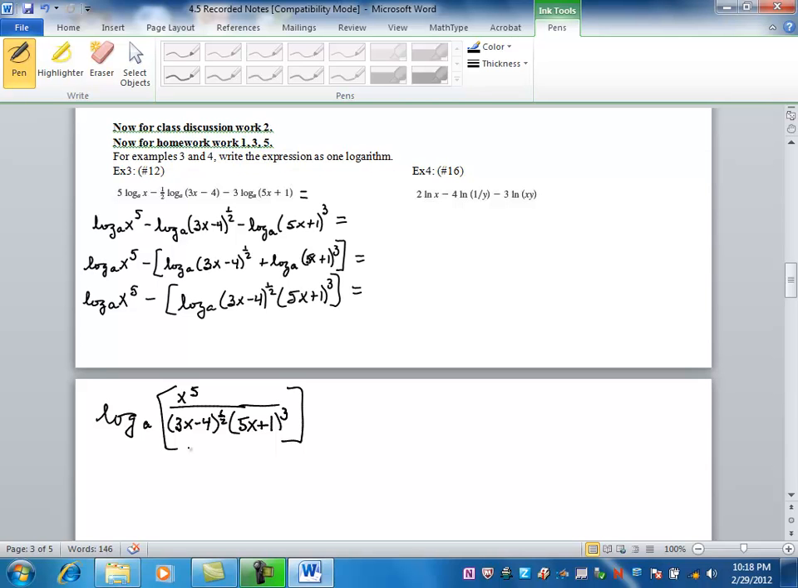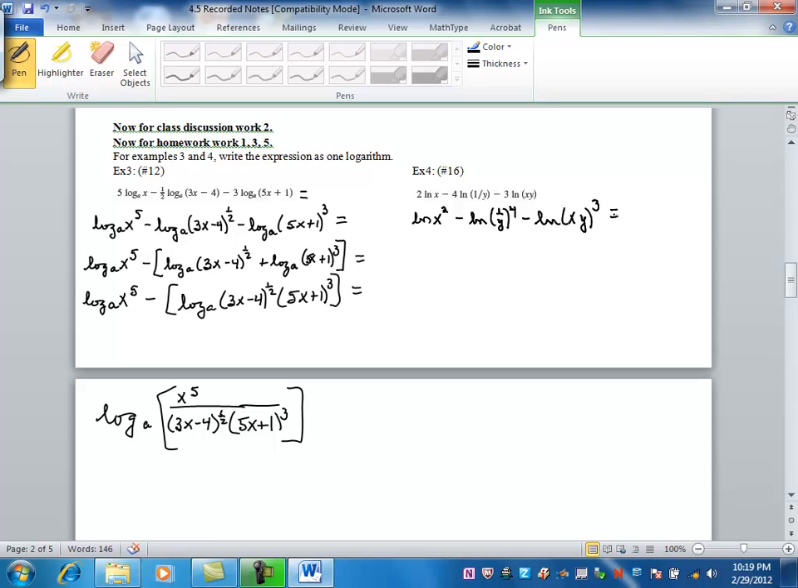Moving on here, looking at our next example, we're going to do the same thing again. We're going to try to collapse all of these into one log. So let's see, we've got the natural log of x squared, pushing the 2 up there, and minus the natural log of 1 over y to the 4th minus the natural log of xy cubed.